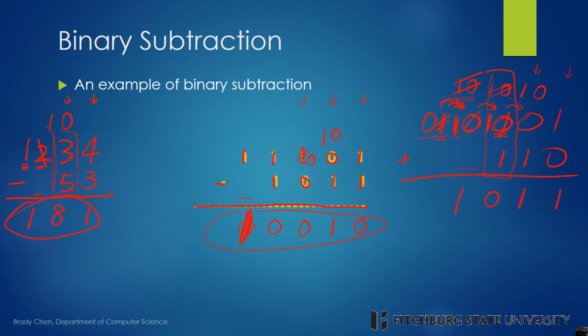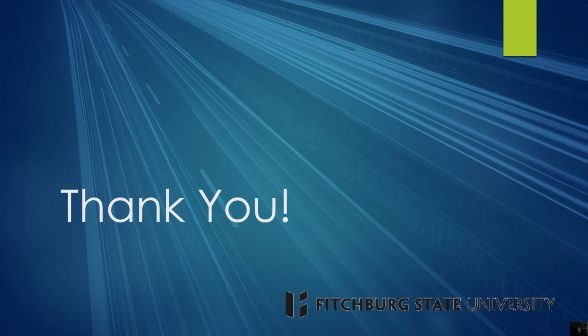And then this position is 0, so there's nothing in here. 0 minus 0, that's nothing. So the final result is this. This is a little bit tricky because you have to borrow from the previous one. If the previous one has nothing, you have to borrow from the previous one again. But the good news is we don't need to deal with binary subtraction in computer science. Okay, so that's the end of module 4.